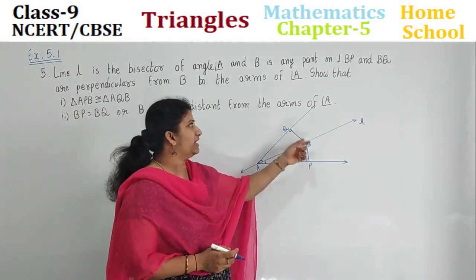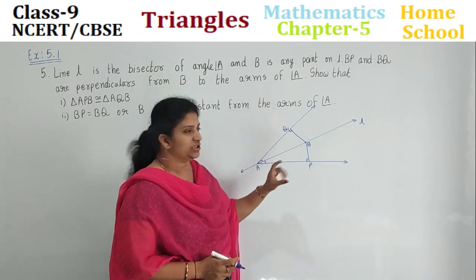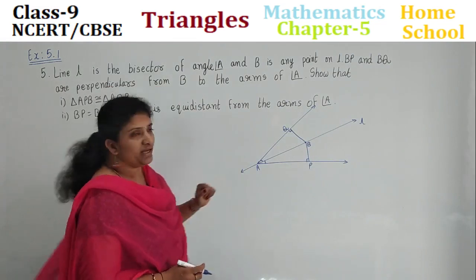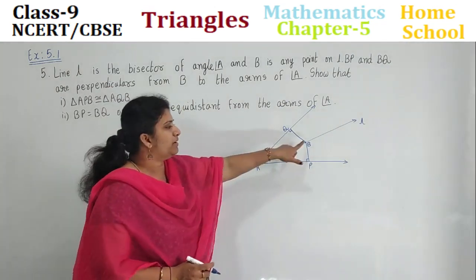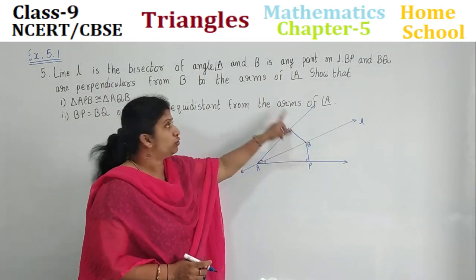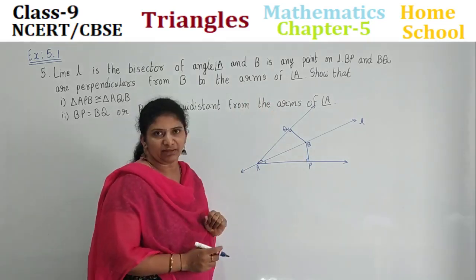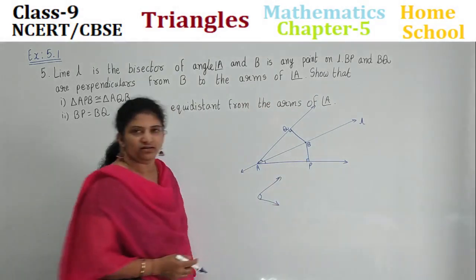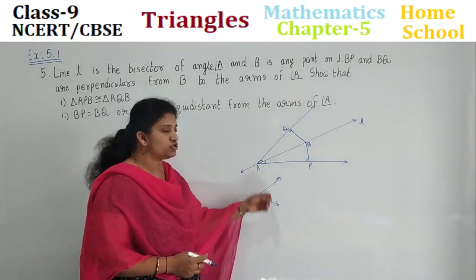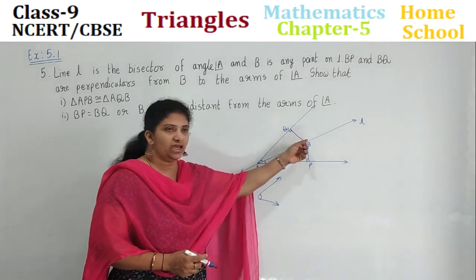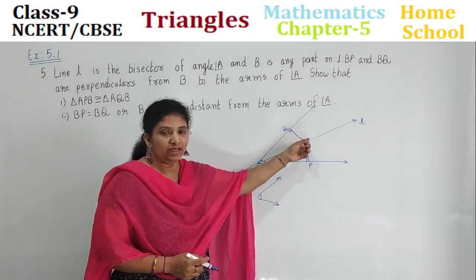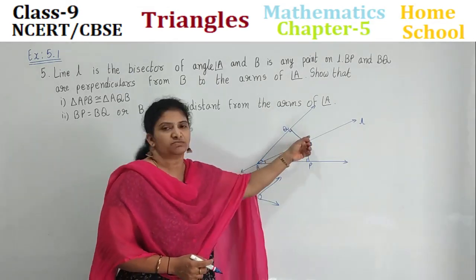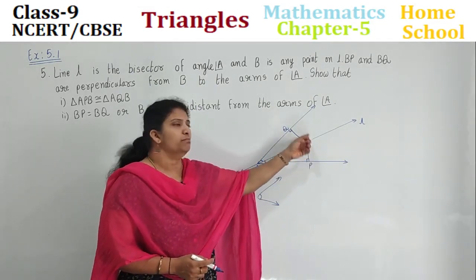BP and BQ, observe the point carefully, children. BP and BQ are perpendiculars from B to the arms of angle A. If this is your angle A, these two are the arms, right? From B, it is perpendicular to the arms of the angle A. It means it is perpendicular to BP and BQ.